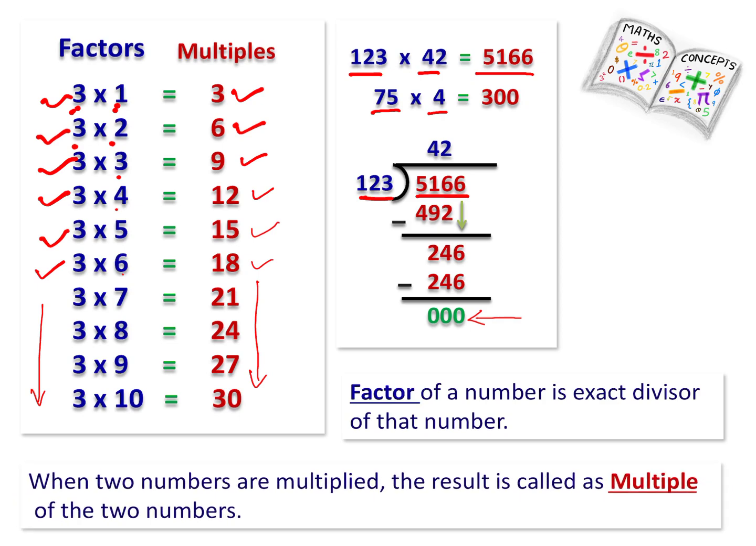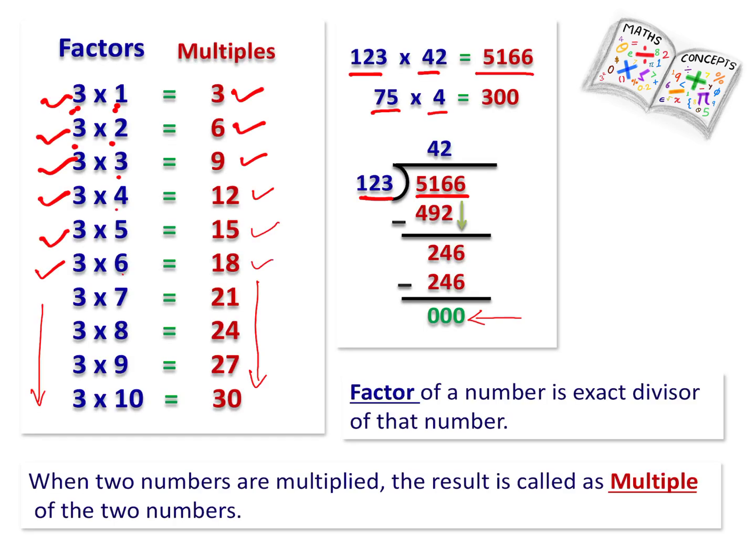And multiple, what is multiple? When two numbers are multiplied, the result is called multiple of the two numbers. The concept is pretty simple. When you multiply two numbers, the result is called multiple, and the two numbers themselves are called factors. Okay, now here we can see that 24 has factors 3 and 8, right? So 24 is multiple of 3 and 8, so 8 and 3 are factors of 24.